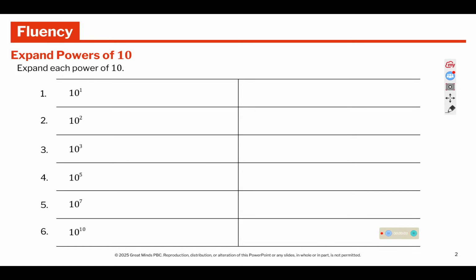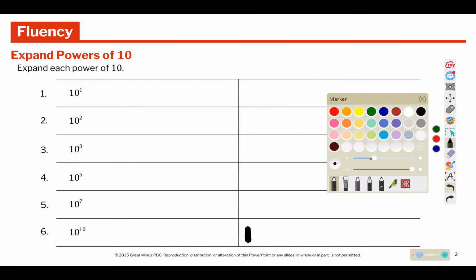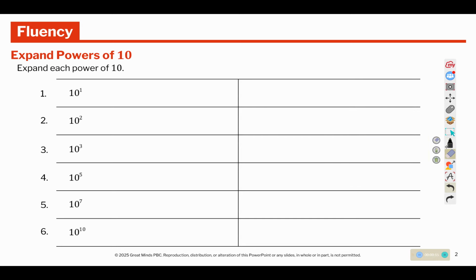For your warm-up today, you're going to expand each power of 10. With this one as 10 to the 10th, we should have 10 zeros or 10 place values after our initial number. Then we would want to group them in sections of 3. So you can think of this as 10 billion.